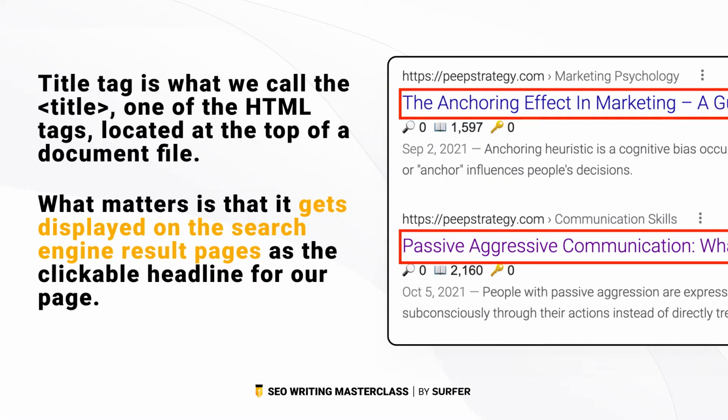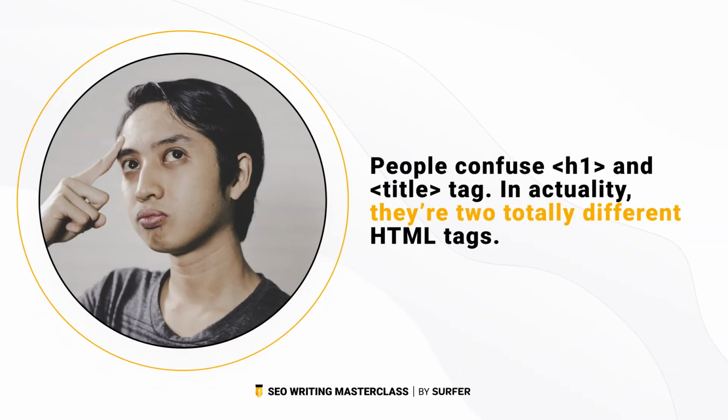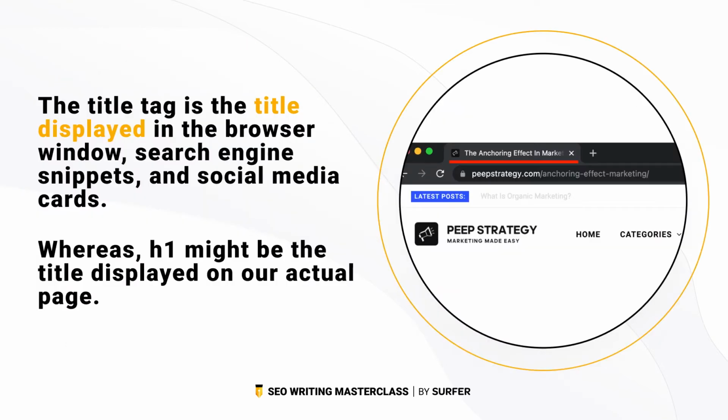The title tag is one of our HTML tags, and it's located at the top of a document file. What matters is that it gets displayed on the search engine results page as the clickable headline for our page. Many people assume that the title tag and the H1 tag are the same thing, but they're actually two different HTML tags, although they do have similar functions. Their main idea is to tell the user about the subject of the web page, or article, or post. The title tag is the title displayed in the browser window, search engine snippets, and social media cards, whereas H1 might also be the title displayed on our actual page.